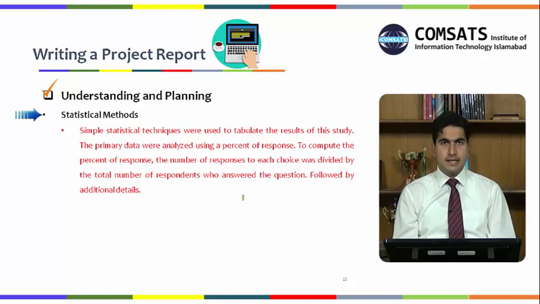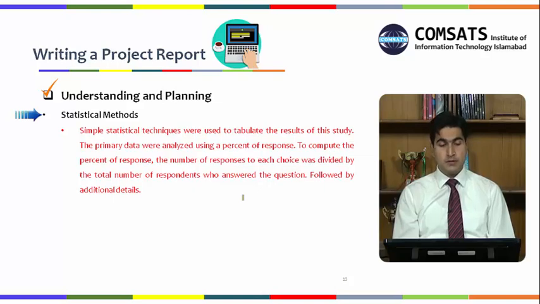But if there is any statistical software that you are using for the analysis, or if there is any method that you're going to use for collecting the data, for analyzing the data, you have to mention it, as in: simple statistical techniques were used to tabulate the results of the study. The primary data were analyzed using a percent of response.